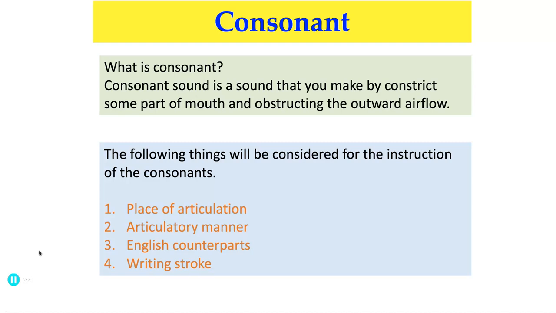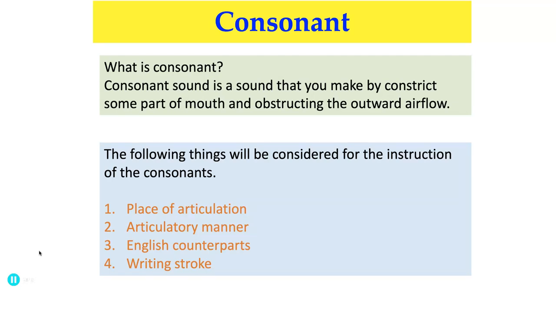Maybe you can take a look at textbook page 25, 23. Consonant. Please understand the concept, the basic things about consonants. A consonant sound is a sound that you make by constricting some part of the mouth and obstructing the outward airflow. And I'm going to consider this when I talk about the consonants in Korean.